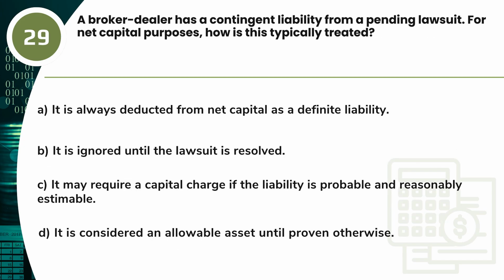Question 29. A broker-dealer has a contingent liability from a pending lawsuit. For net capital purposes, how is this typically treated? A. It is always deducted from net capital as a definite liability. B. It is ignored until the lawsuit is resolved. C. It may require a capital charge if the liability is probable and reasonably estimable. D. It is considered an allowable asset until proven otherwise.